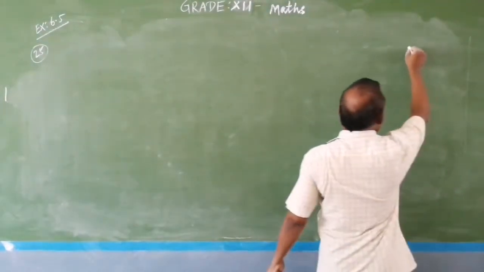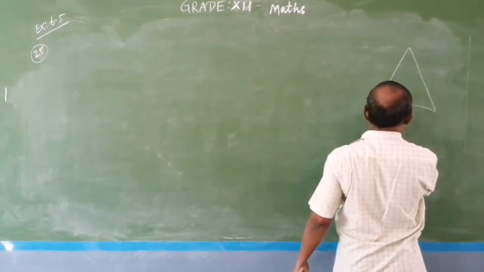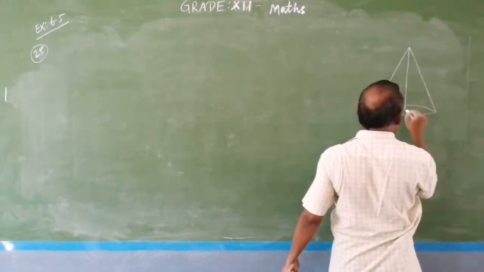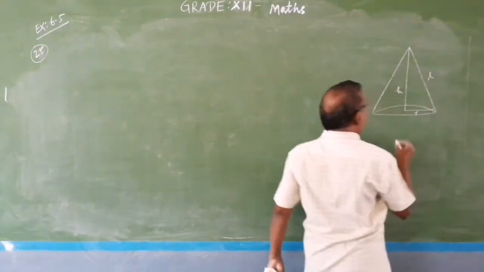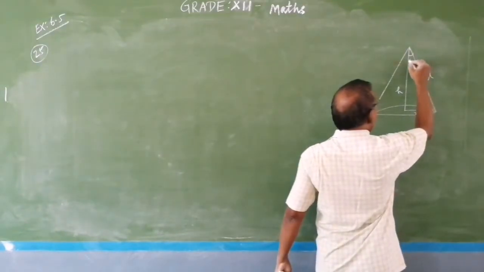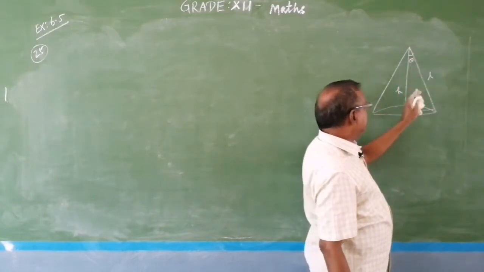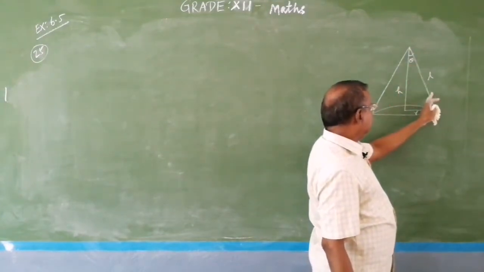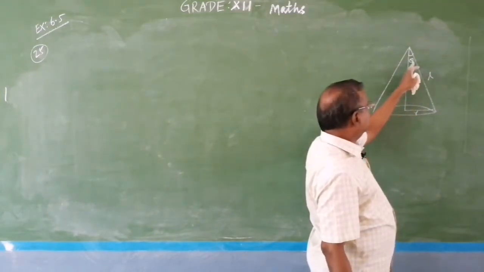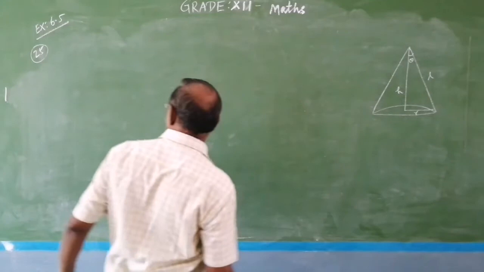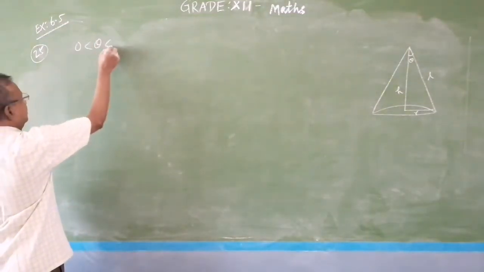Now consider a right circular cone. This is r, h, l, slant height, and semi-vertical angle means here it is the vertical angle, the whole is vertical angle. The semi-vertical angle is the angle between one of the slant heights and the altitude. Clearly the semi-vertical angle theta is acute, that means greater than 0, less than pi by 2.